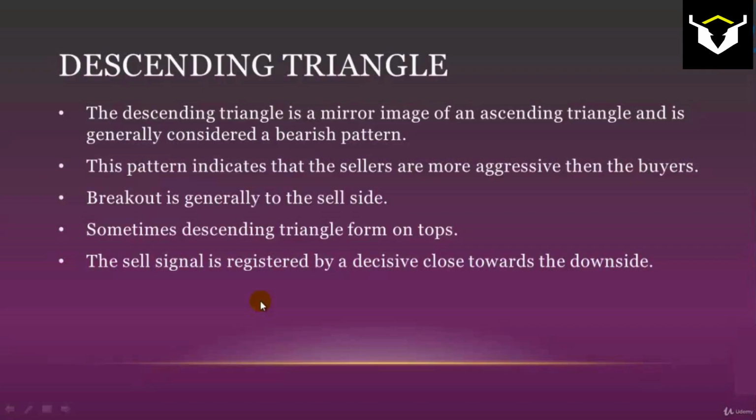Our next pattern is a descending triangle. The descending triangle is a mirror image of an ascending triangle and is generally considered a bearish pattern. This pattern indicates that the sellers are more aggressive than buyers. Breakout is generally to the sell side. Sometimes descending triangles form on top. No matter where they form, their implication is the same. The sell signal is registered by a decisive close towards the downside.